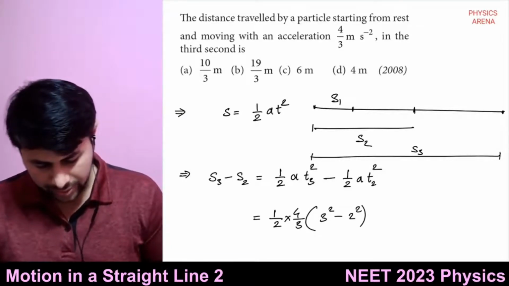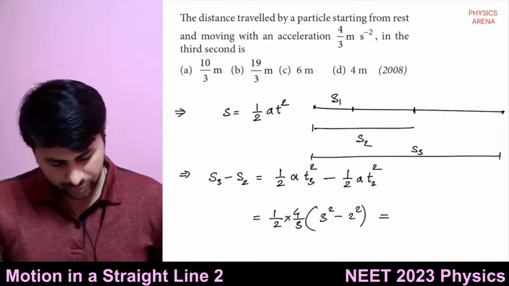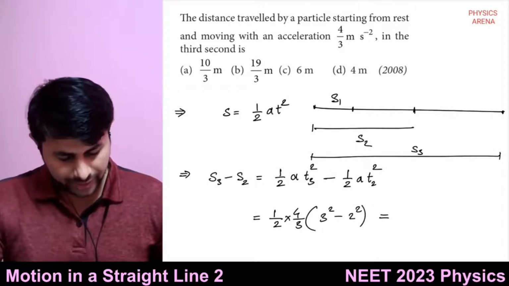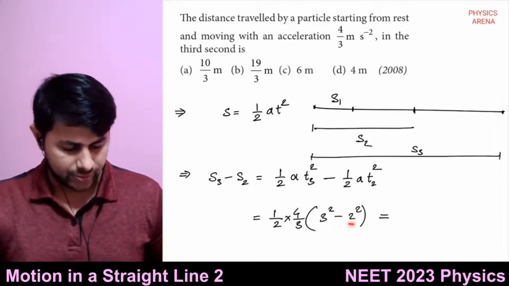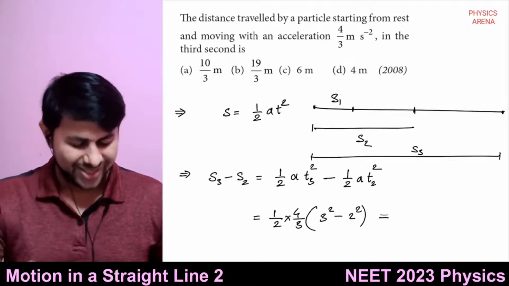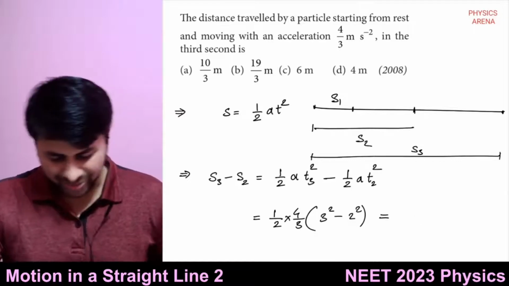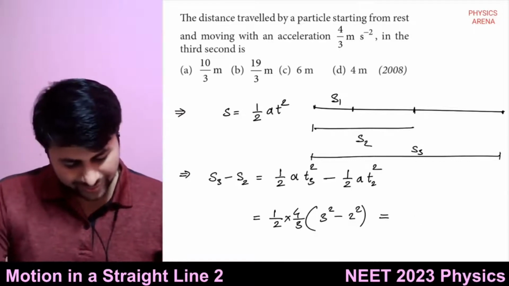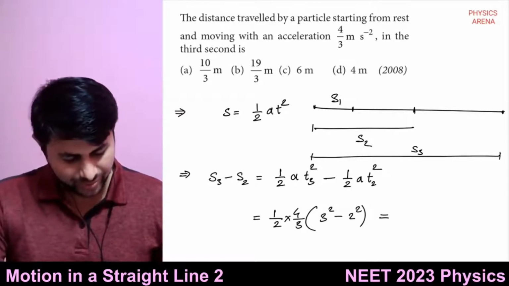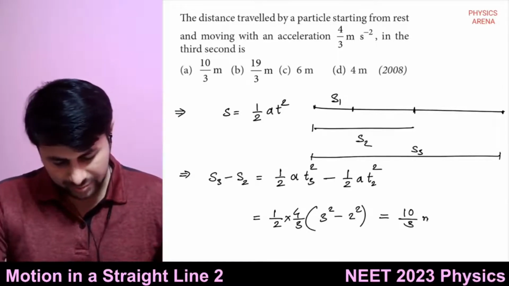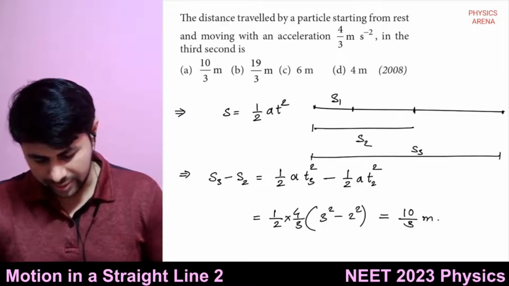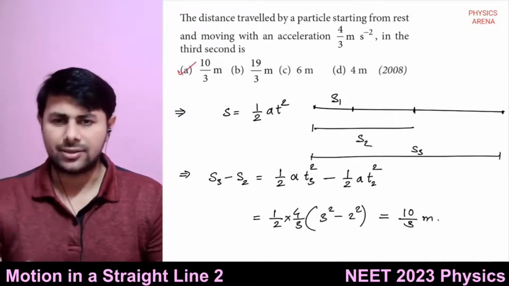So this is equal to 4 by 2 is 2, 2 by 3 multiplied by 3 square is 9, 2 square is 4. So 9 minus 4 gives me 5. So 5 multiplied by 2 by 3, so it is 10 by 3. So 10 by 3 meters is the answer. Yes, option A is the answer. Simple.